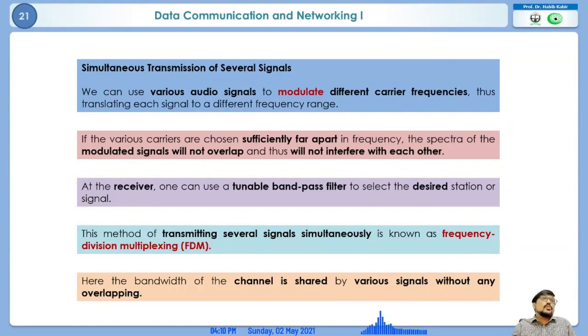I'll go very straightforward. I told you that this is my slide, I know each one of them. So if you cannot understand, please ask me. Otherwise, I'll go very straightforward. In frequency division multiplexing, in the next slide I'll show what is happening. We can use various audio signals, meaning analog signals, to modulate different carrier frequencies. So in frequency division multiplexing, we have several frequencies, thus translating each signal to a different frequency range.